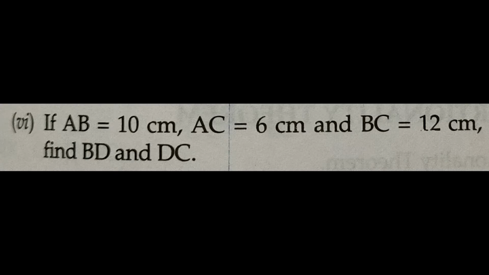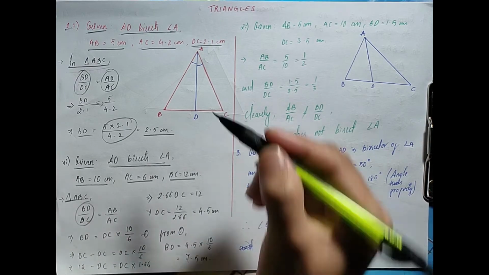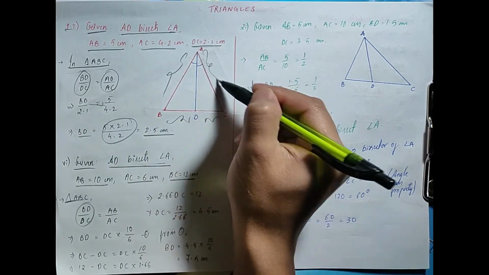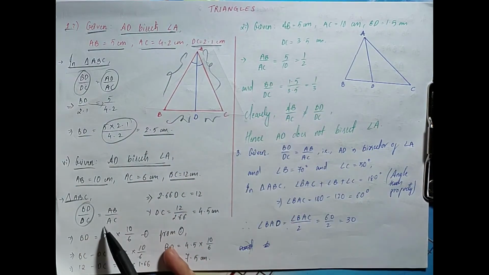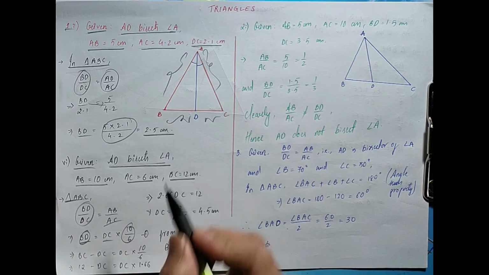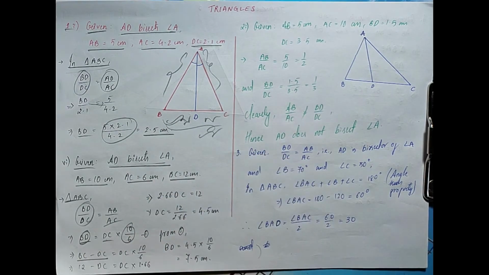Given AD bisects angle A, AB is 10, AC is 6, BC is 12. So we know that in triangle, BD by DC is equal to AB by AC, the side containing the angles. Then from here we can say that BD is equal to DC into AB by AC. Since we don't have DC, we can't substitute. But we know that BD is nothing but BC minus DC. So we can substitute that.